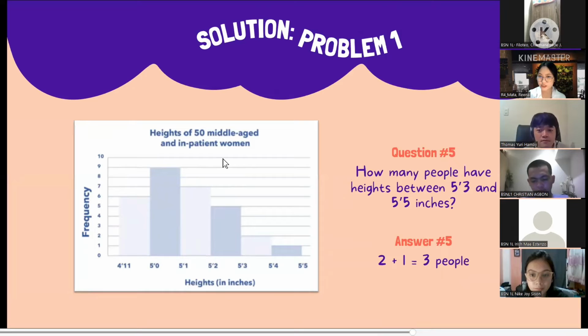For the last question, it asks how many people have heights between 5'3" and 5'5". For the people who have heights of 5'3", there are 2 people, and for 5'5" we have 1 person, and we need to add those two to come up with the answer. So in question number 5, the people who have heights between 5'3" and 5'5" are 3 people.